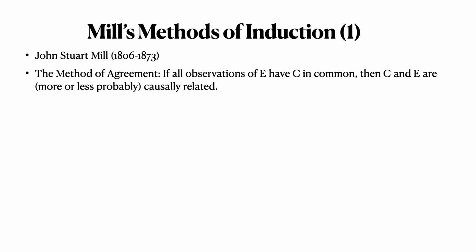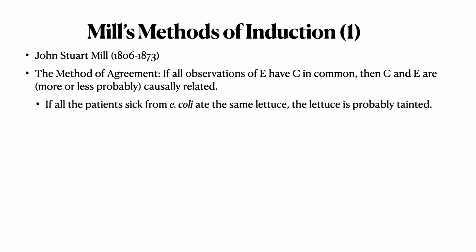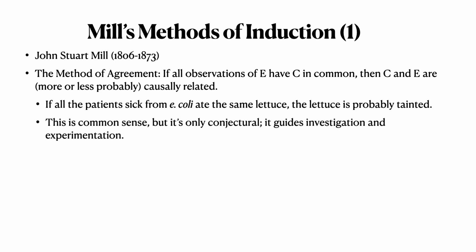In other words, if it's what agrees among all of the instances of the effect that we're looking for that jumps out at us. So, if all the patients who are sick with symptoms that look like they maybe have been exposed to E. coli, if they all eat the same lettuce, well, the lettuce is probably tainted. We look for what agrees among all of the cases, all the instances of the effect that we are observing. This is common sense, but it's also important to understand its limits. It's only conjectural. That is, we can start looking at the lettuce, and then maybe that story will hold up and we'll decide it's the lettuce. Maybe it won't. So this guides our investigation.